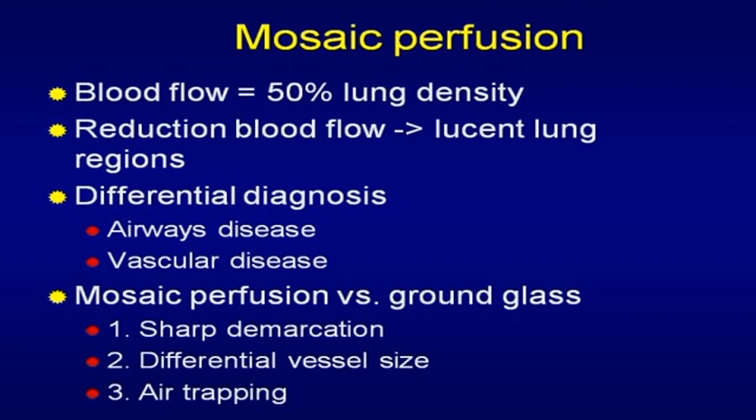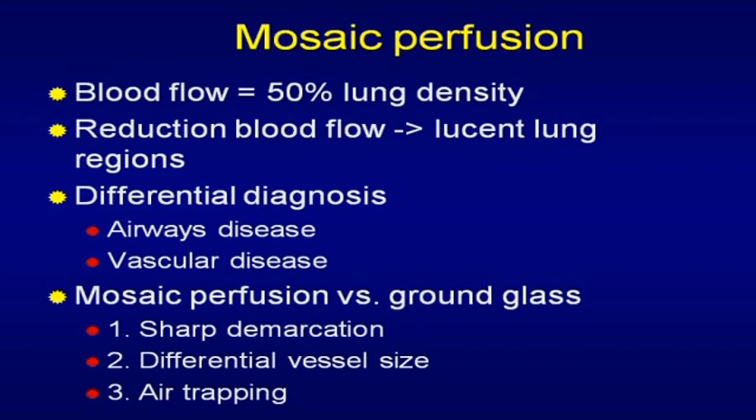One is mosaic perfusion tends to be very sharply demarcated from the lucent and the opaque lung are very sharply demarcated from one another. I tell my residents it's like you took a cookie cutter in the shape of a lobule or a few lobules and just chopped out a part of the lung and made it dark.